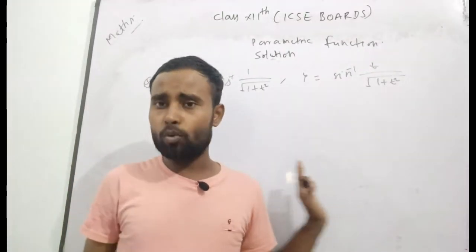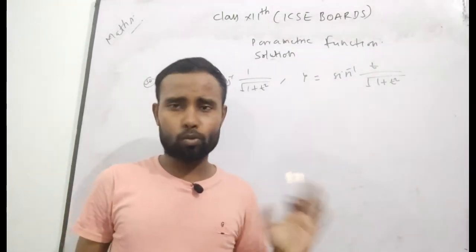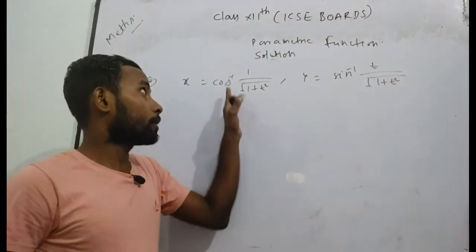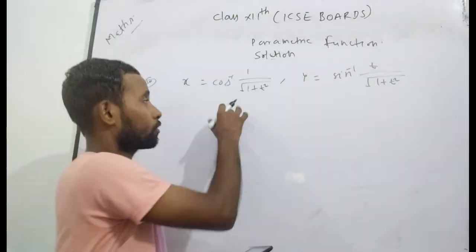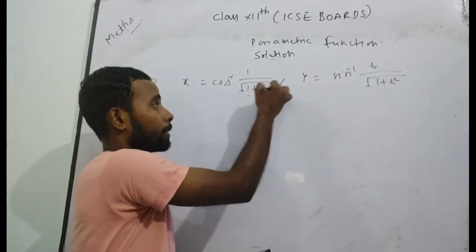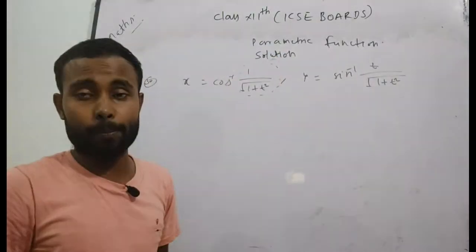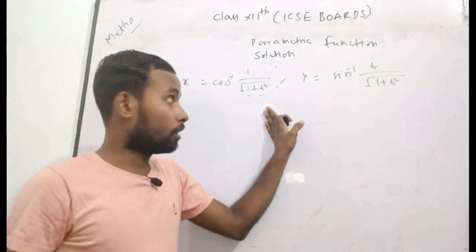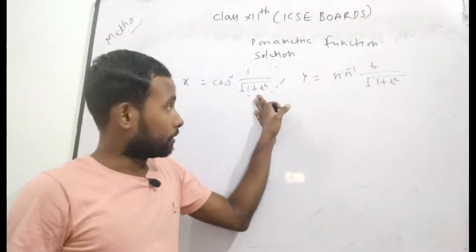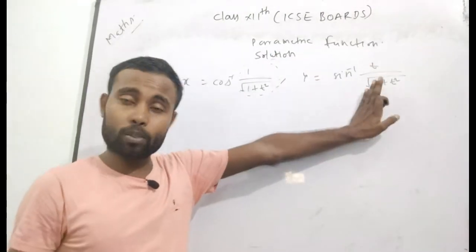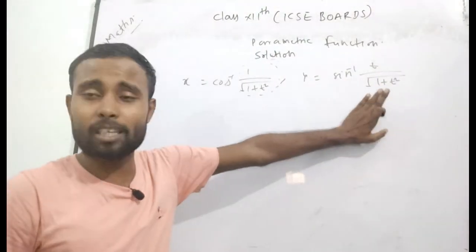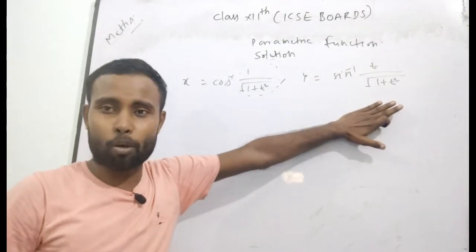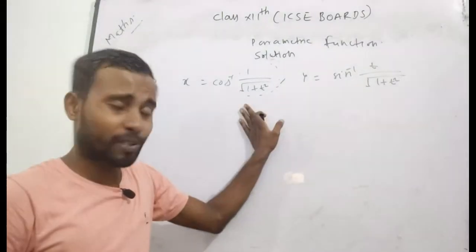In the general method you can solve this question. Firstly, differentiate dx/dt: differentiate cos inverse of this term, suppose this term is p, with respect to p, and again differentiate this term, 1 plus t square, with respect to t. Similarly for the other term, but it becomes very lengthy as well as more complicated. First of all, you have to simplify it.